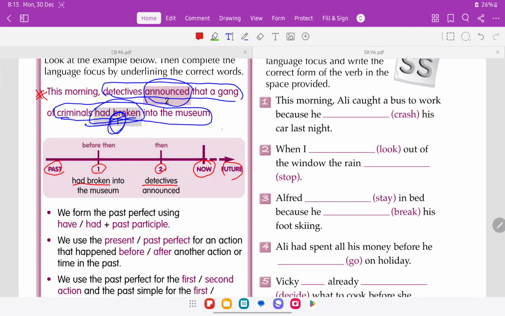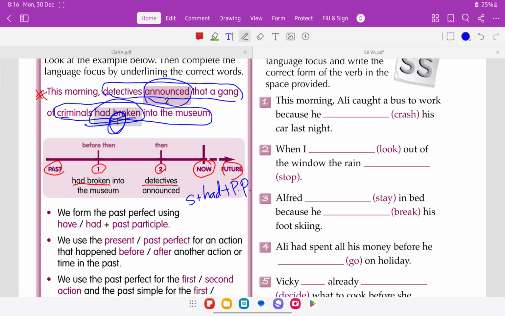The past perfect, when we form it, first of all, we have the subject, for sure. Then after the subject, we have to add had for all of the subjects. After had, we have the past participle. What is the past participle? The past participle, you have it here in your skills book, page 71 and 72. You have a list of verbs, and these verbs are irregular verbs.